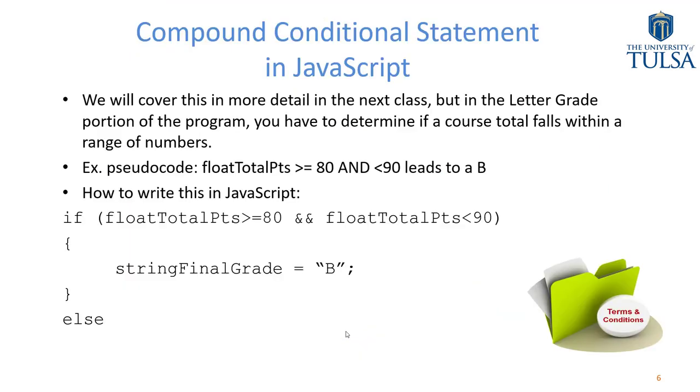Now we are going to write compound conditional statements in JavaScript. In other words, we're going to have the complete condition, as in this example on the screen. We want to make sure that everyone is aware of what the conditions are to get a B. To get a B, my total points have to be greater than or equal to 80 and two ampersands. This is the Boolean logic formula for the AND condition, where both sides have to be true. So we have to have our total points greater than or equal to 80 and less than 90.